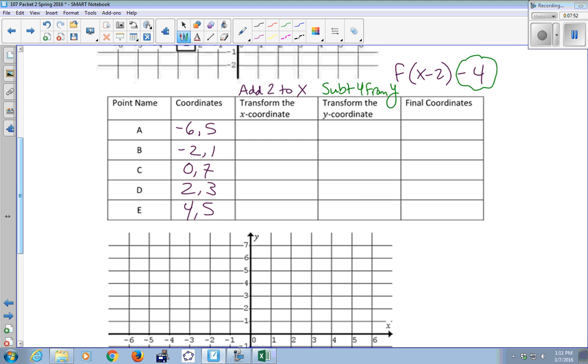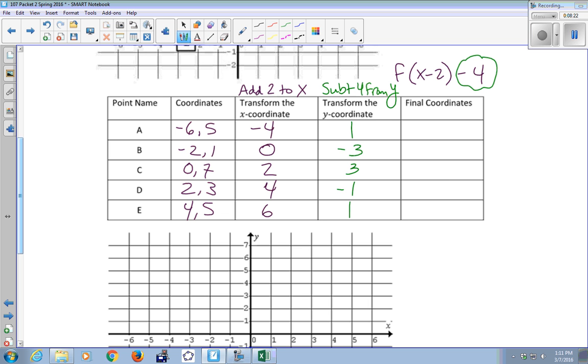So this is going to become -4. Add 2 to my x and I get 0. Add 2 to the x. Add 2 to the x. So those are my new x coordinates. My new y coordinates I'm going to get by subtracting 4 from each y. So 5 minus 4 is 1. 1 minus 4 is -3. 7 minus 4 is 3. 3 minus 4 is -1. 5 minus 4 is 1.